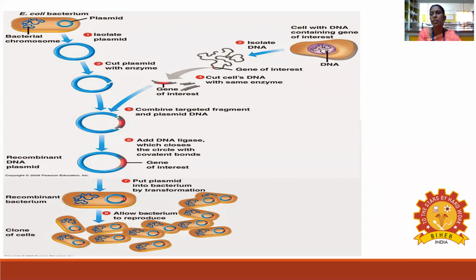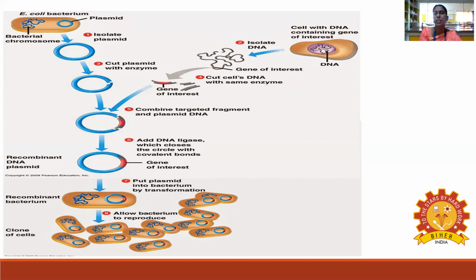The DNA is cut with the restriction enzyme, and here the plasmid is also cut with the restriction enzyme. And then you combine both of them together. Because both of them have cohesive ends, they automatically join together. Suppose both of them have blunt ends, then you have to add adapters or linkers, so that they are joined without any gaps.